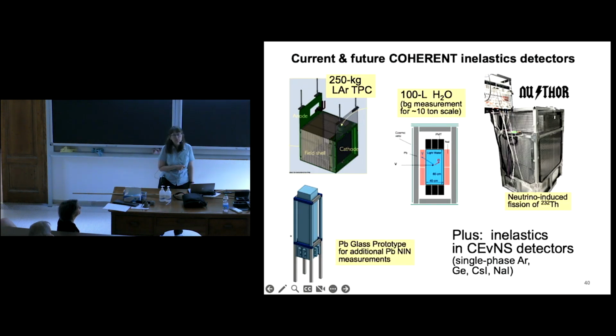I'll just zoom in a little bit. I don't have too much time left, but this is what we have for our current and future coherent inelastics detectors. We have a 250 kilogram liquid argon TPC. This is in the proposal stage and is not yet funded, but it is very DUNE-like and will tell us the detector response for something that looks very much like DUNE. So it is a kind of calibrator of detector response as well as cross-section.